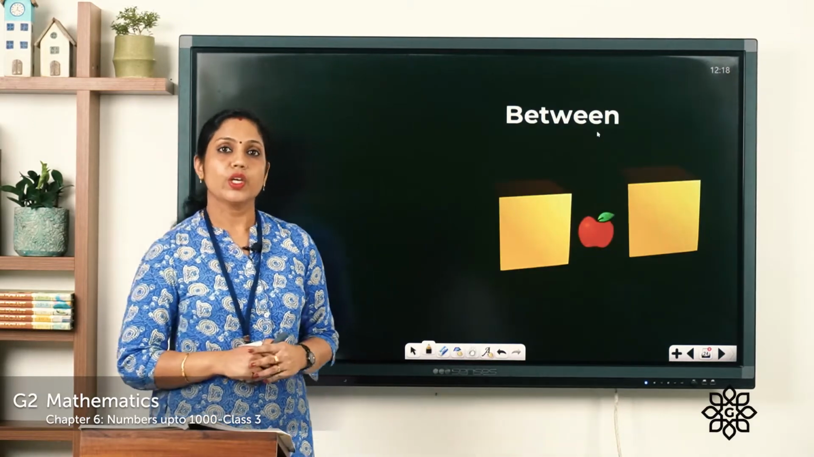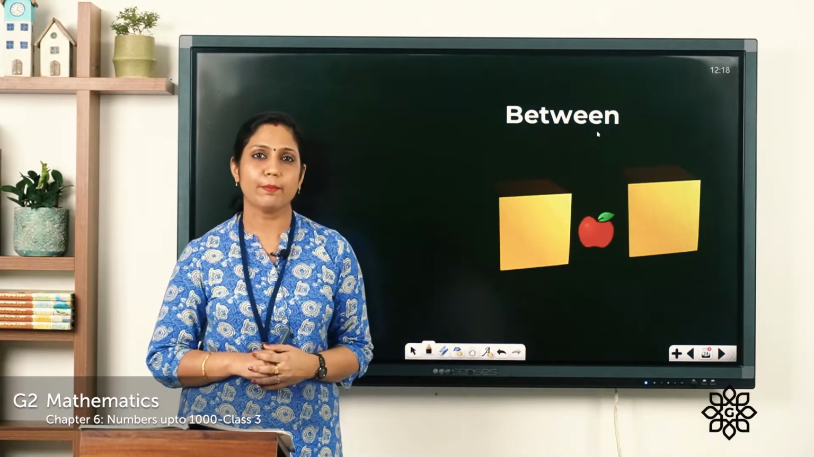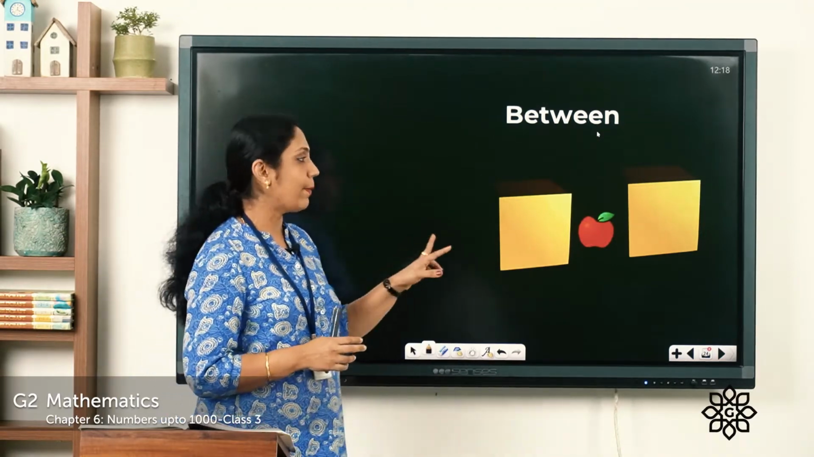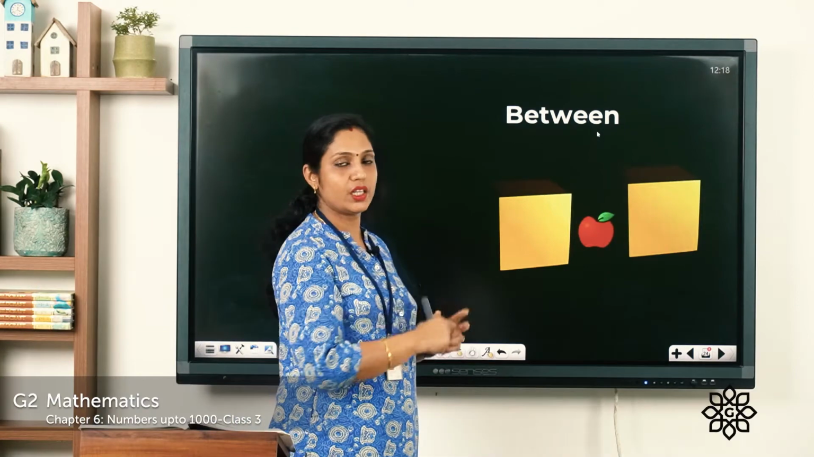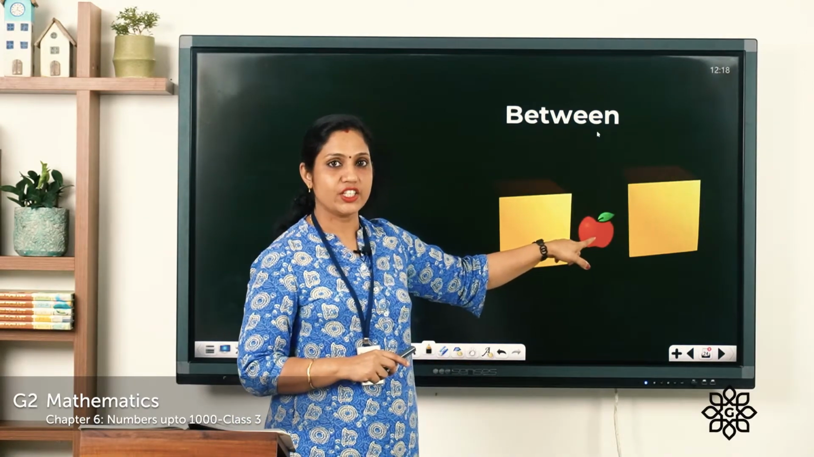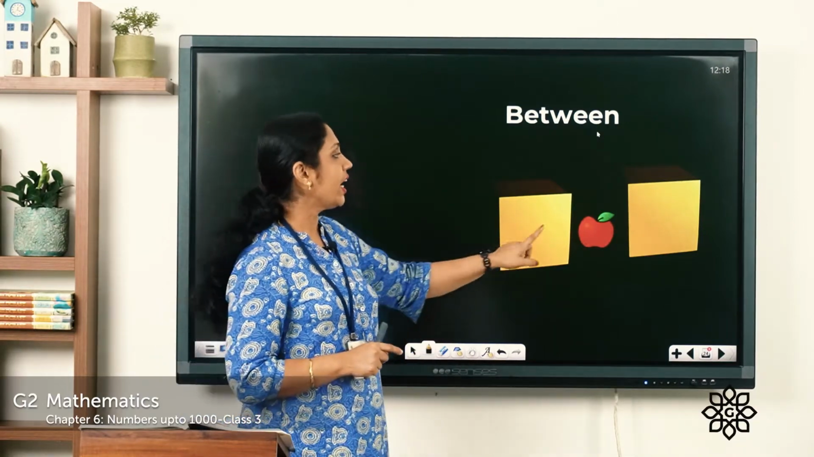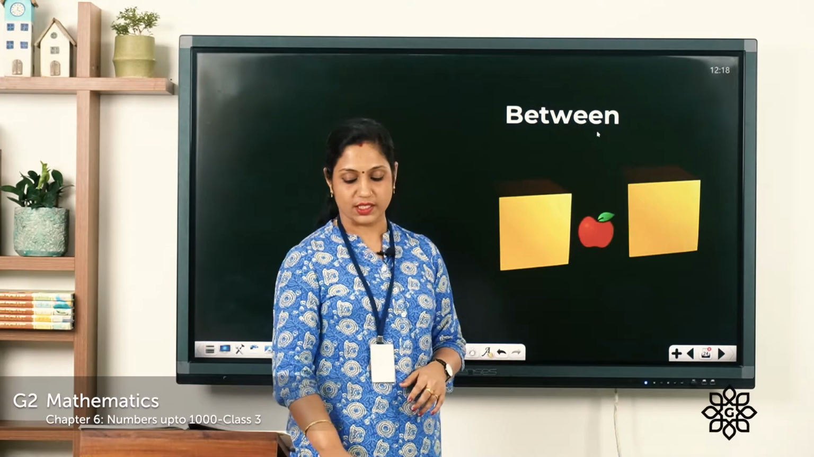In this picture, you can see two boxes and an apple. So where is that apple? You can see that the apple is in between the two boxes. That is, the apple is in the middle or center of the two boxes. So we can say that apple is in between these boxes.